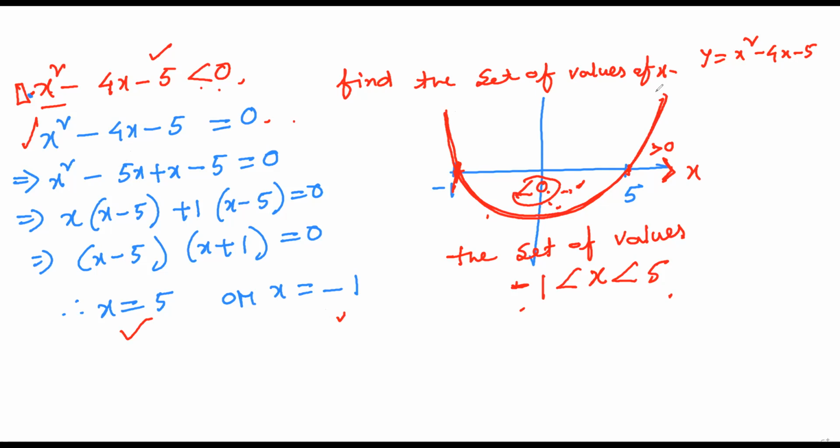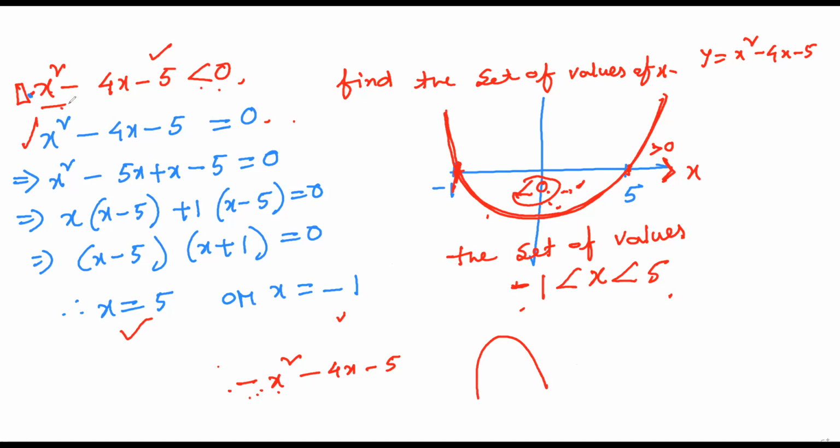Sir, if it is the same math, but the x square is negative, then? You are asking if it is negative x square, minus 4x minus 5, like this. Yes. Okay, I will explain this. If the x square coefficient is negative, definitely the curve will be cap-shaped. Everything else will be the same, but the curve will be cap-shaped. I will show you these things.